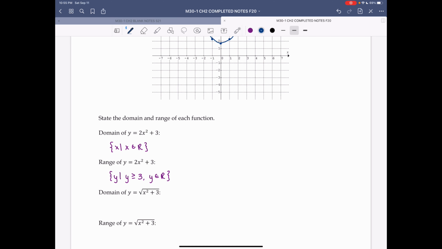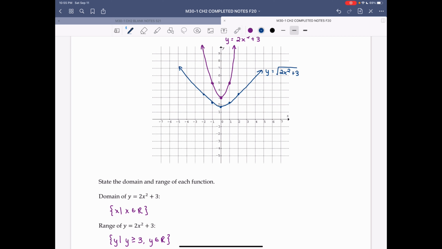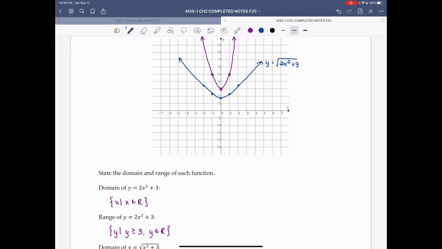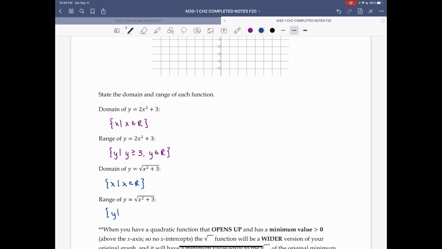Then the domain of y equals the square root of 2x squared plus 3. The graph just looks like a much wider parabola, so it's still x such that x is an element of the real numbers for the domain. And the range of y equals square root of 2x squared plus 3. To get our y values for the graph of y equals the square root of 2x squared plus 3, we took the square roots of the y values on y equals 2x squared plus 3. So our minimum value on the square root function is the square root of the minimum value on the quadratic function, which was a y value of 3. So the range is y such that y is greater than or equal to the square root of 3, and y is an element of the real numbers.